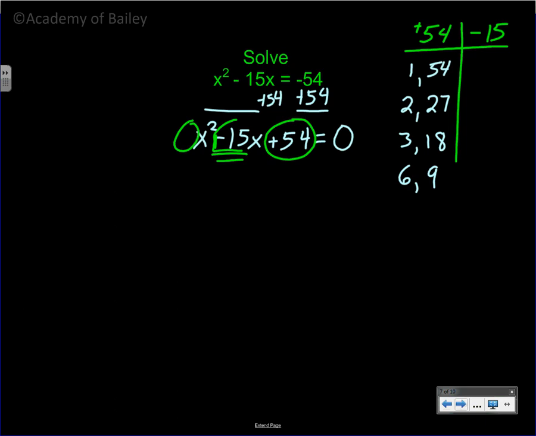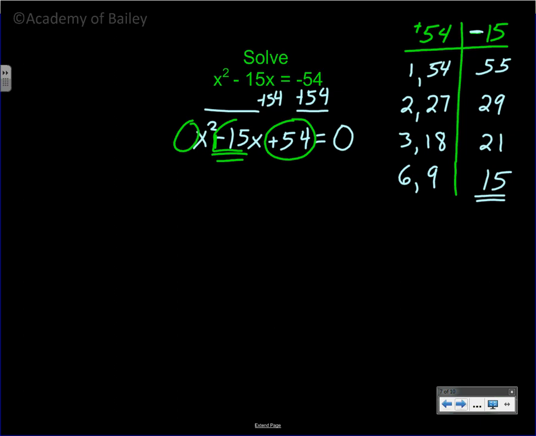I'm pretty sure that's it. Yep. So we add these up. 1 plus 54 is 55. 2 plus 27 is 29. 3 plus 18 is 21. And 6 plus 9 is 15. What? You're looking there. That's not it. Because we need a negative 15.